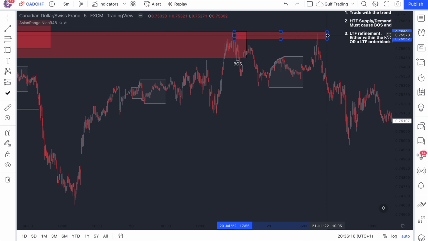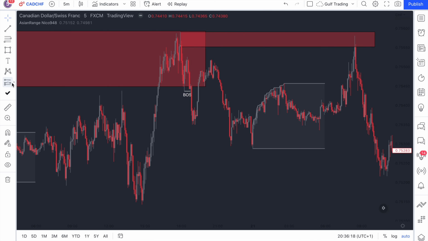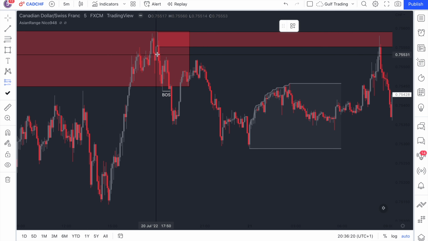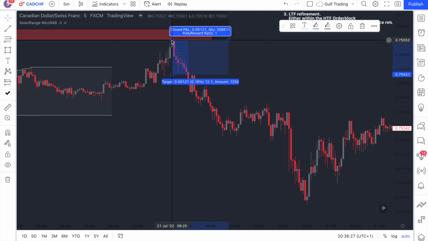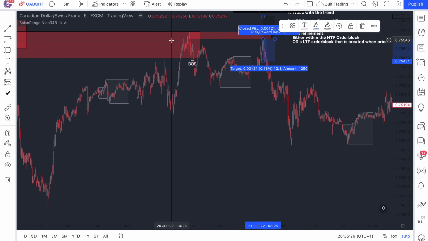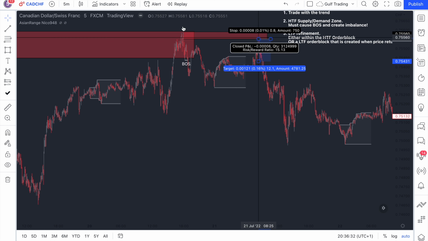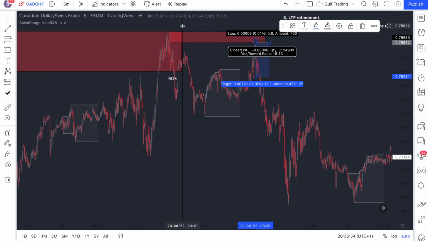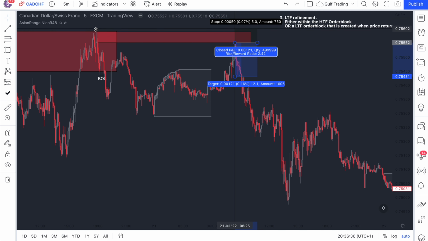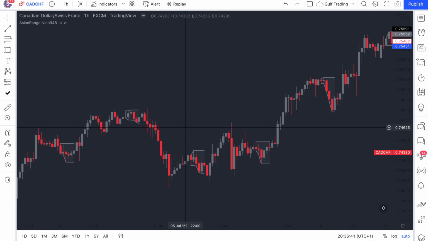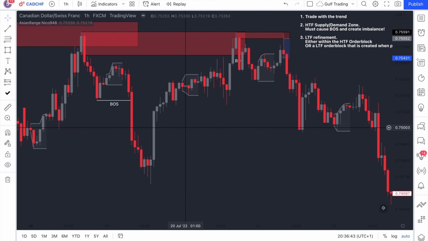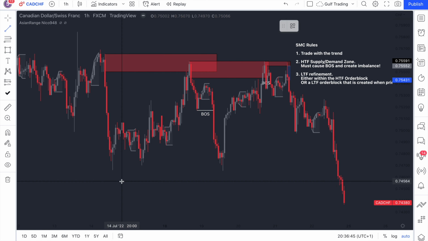And this is where I got my entry. Just shorting at the low of this candle, which was 0.75552. Stop loss goes at the top of the order block. And then you can go back into your high time frame targets. As I said, there was some liquidity resting here in the form of equal lows.